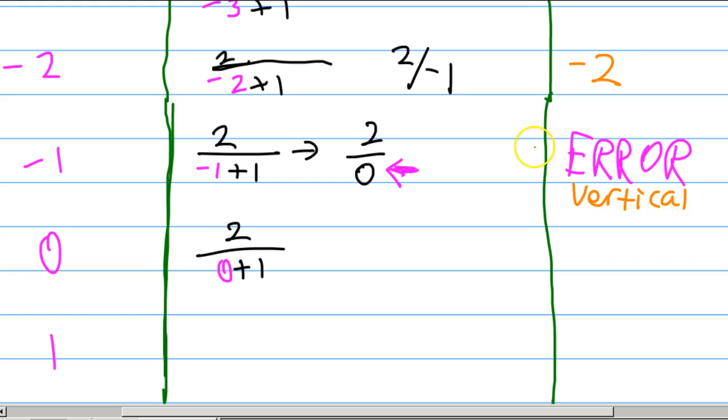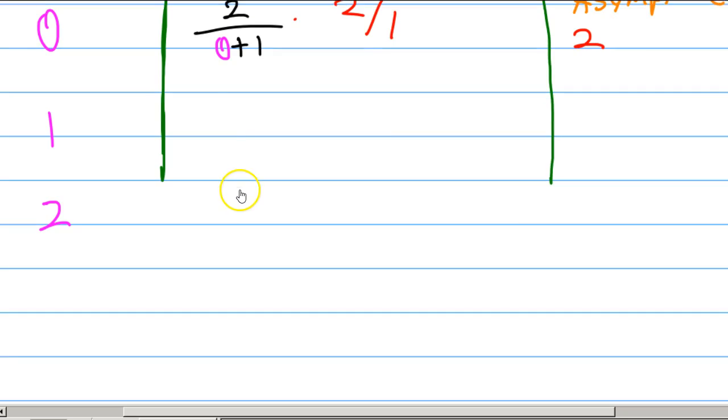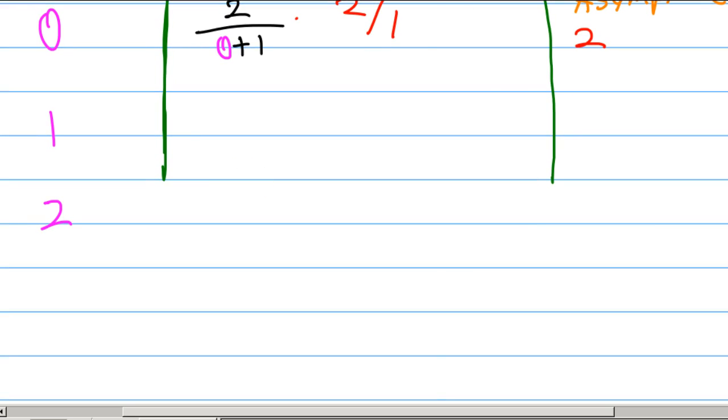So this is our vertical asymptote. And then we can just pick up with the rest of the problem here. And this right here is going to give me 2 over 1, which is going to give me 2 when we plug in 0. And I'll go ahead and just finish out the last few numbers here.